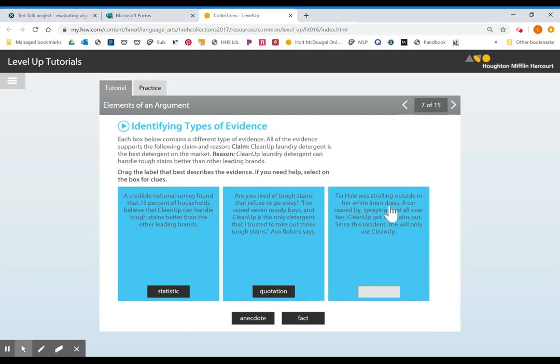Tia Hale was strolling outside in her white linen dress. A car roared by, spraying mud all over her. Clean Up got the stains out. Since this incident, she will only use Clean Up. So that is kind of like a story, right, about something that happens to this girl. So that is an anecdote.